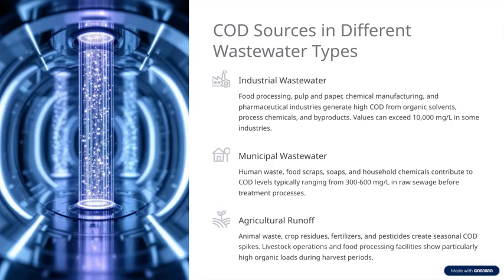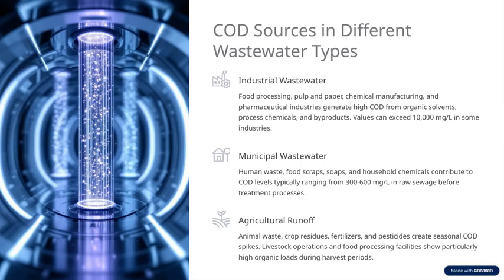Now, let's take a look at the sources of chemical oxygen demand, or COD, in different types of wastewater. Starting with industrial wastewater, we see that industries like food processing, pulp and paper, chemical manufacturing, and pharmaceuticals tend to generate high levels of COD. This is mainly due to organic solvents, process chemicals, and byproducts involved in their operations. In some cases, these values can even exceed 10,000 milligrams per liter, which is quite significant.